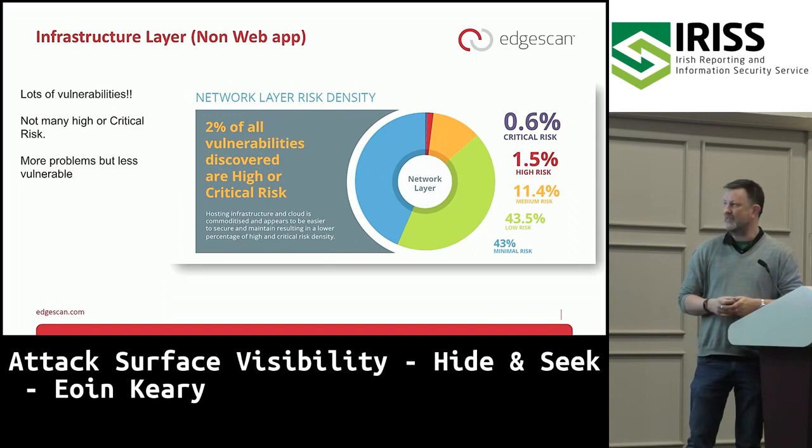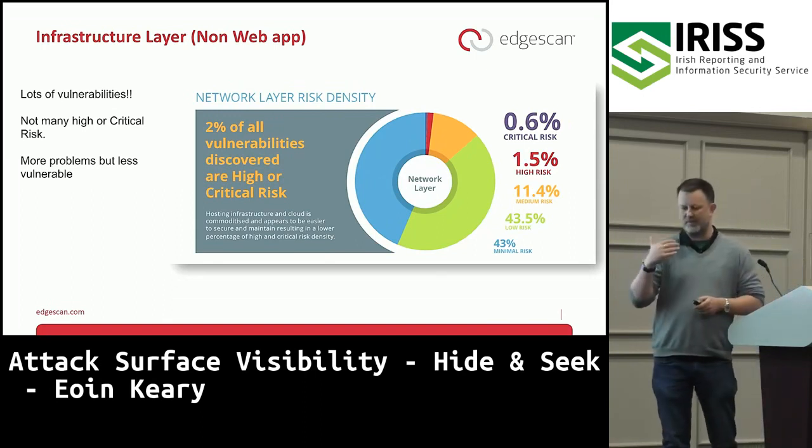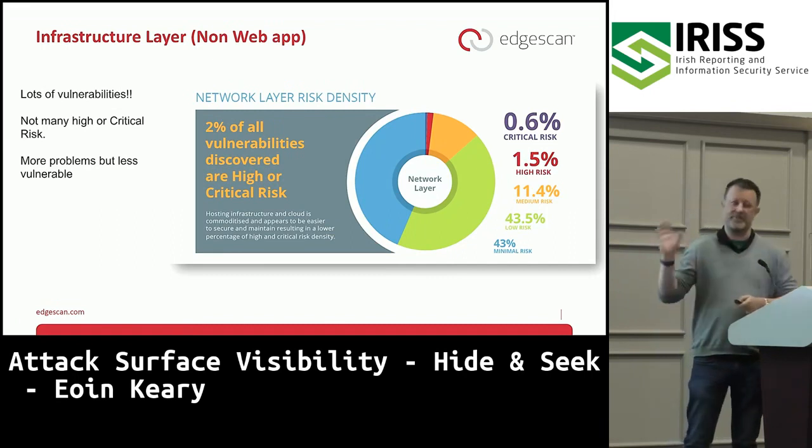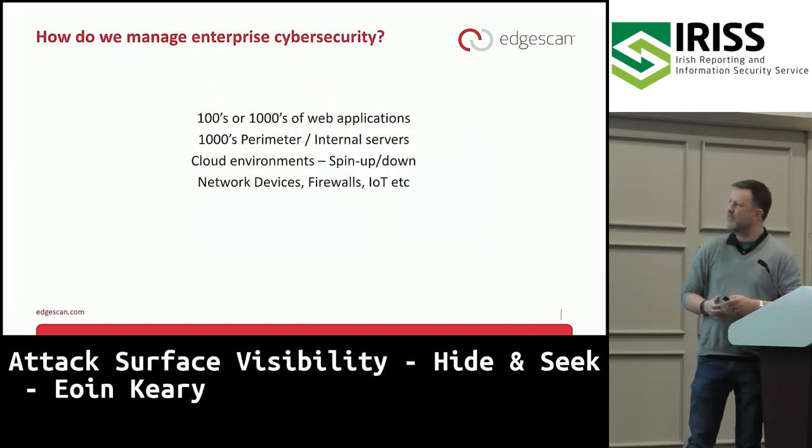But if you look at the stats, we're actually finding more vulnerabilities on the infrastructure layer, but the majority of the high and critical risks are on the application layer. So the application layer has a much higher risk density. We're finding maybe fewer vulnerabilities, but a lot of them are really, really bad.